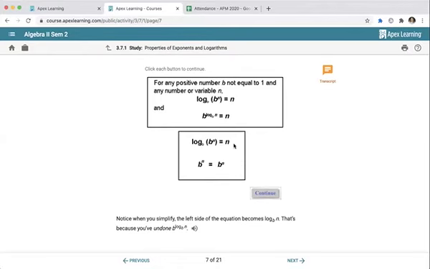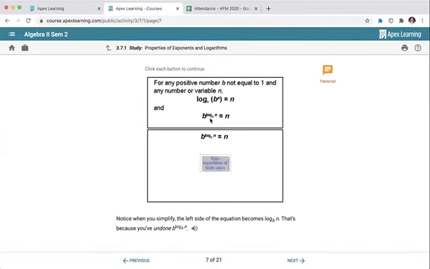These functions undo each other, and essentially they cancel each other out here. So if you have log base b of b to the n, the next step you would just replace it with this exponent here for n. And then same thing here.